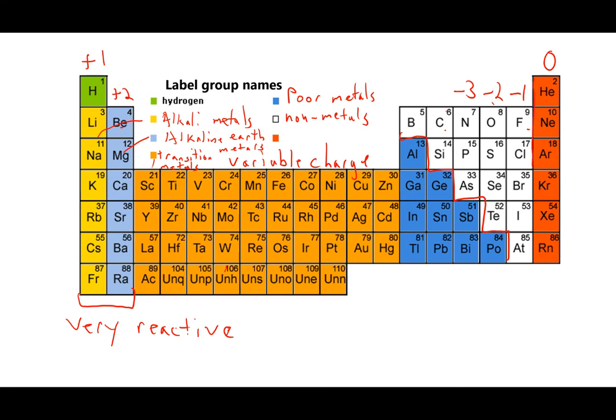This last group that tends to form a charge of 0 and doesn't react, these are called noble gases. And I'm going to make a note right here, which you should write on your sheet, that they are non-reactive. That's why they're called noble, because it's hard to get them to react to things.